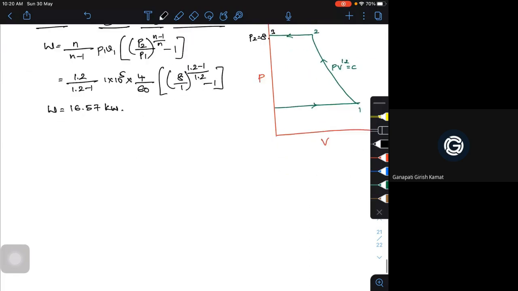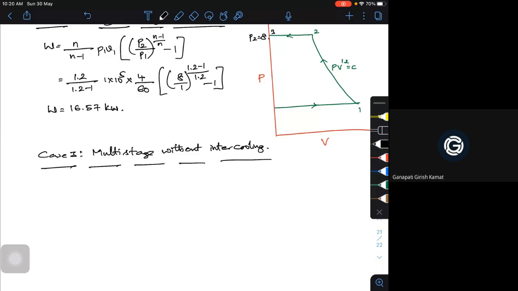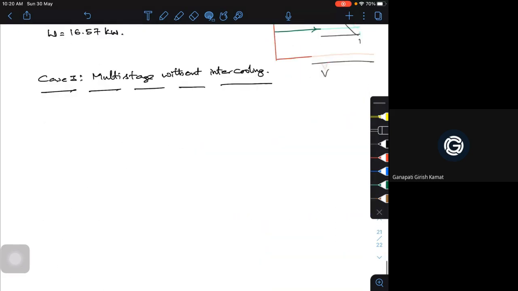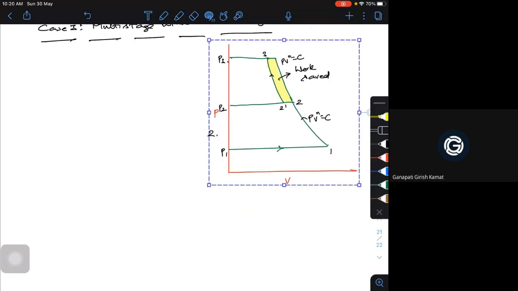Now case 3: multi-stage without intercooling, or we can call it imperfect cooling. That means I am not going to cool it. So for this condition, how will my PV diagram look? The PV diagram will be something like this. I'll copy the same thing and paste it over here.